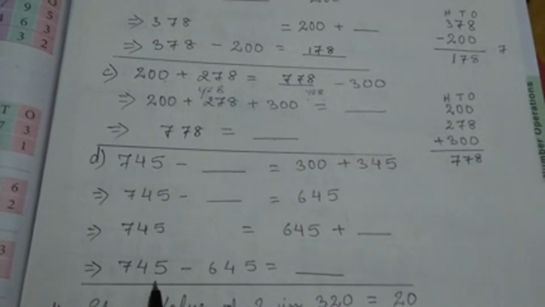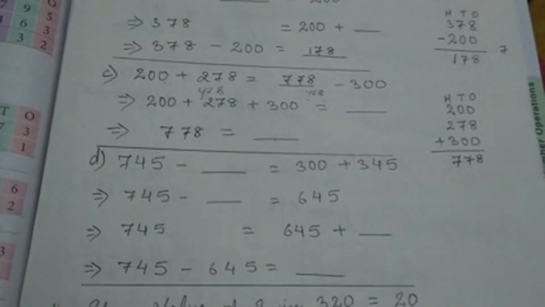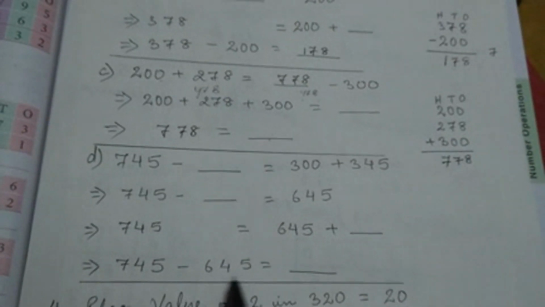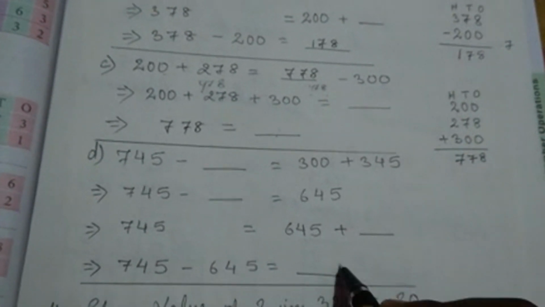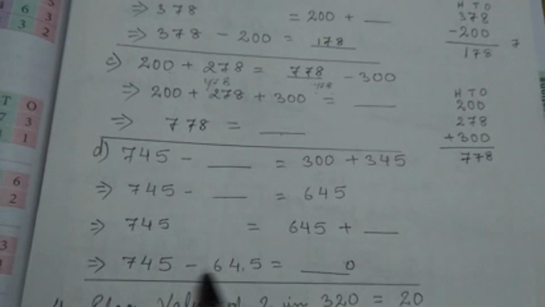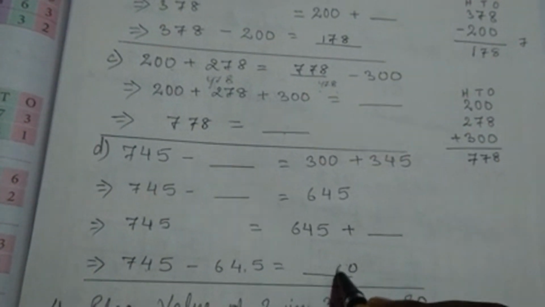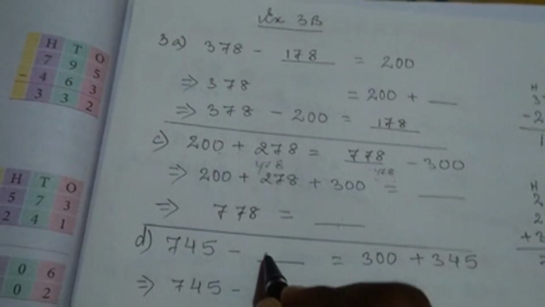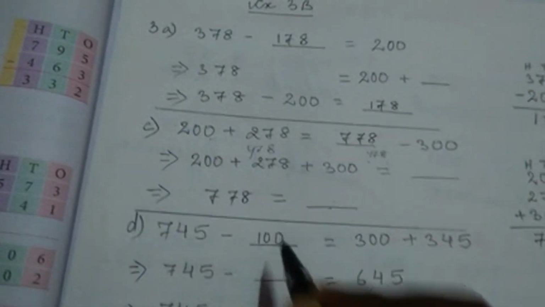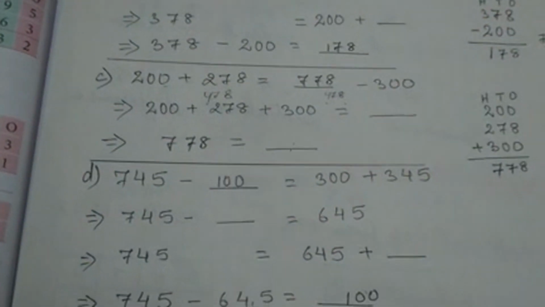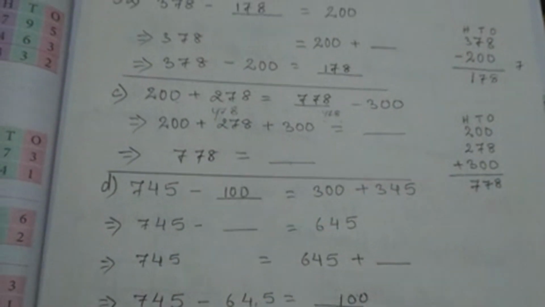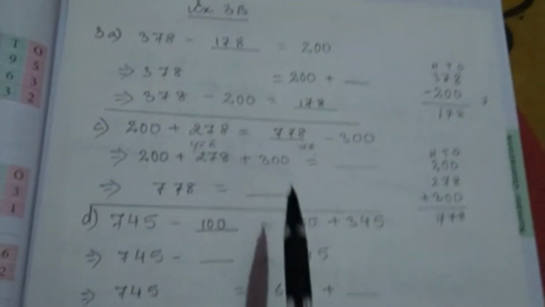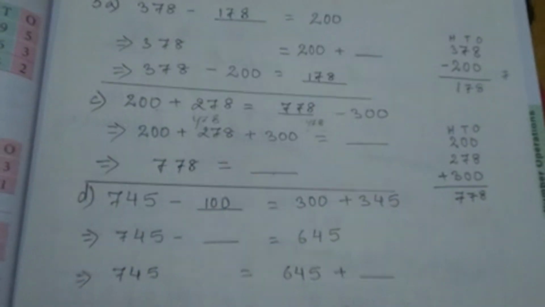Now 745 minus 645, you can find it. How much should be the answer? 5 minus 5 is 0. 4 minus 4 is again 0. 7 minus 6 is 1. It means this will be 100. Okay. This is the way you are going to solve it. We are just subtracting. You can see that we have subtracted.